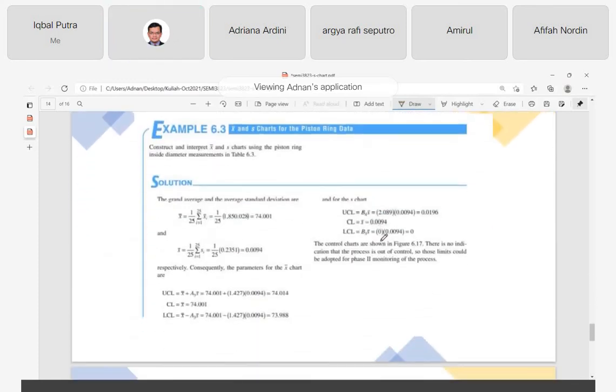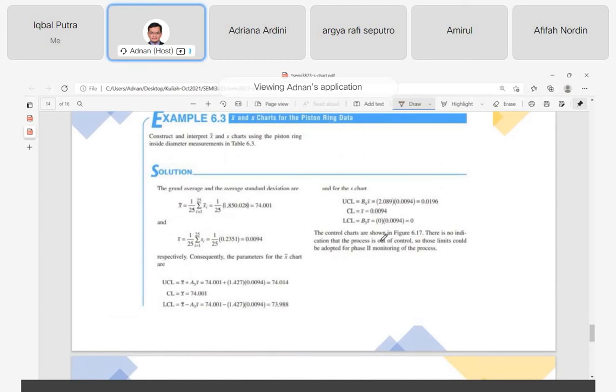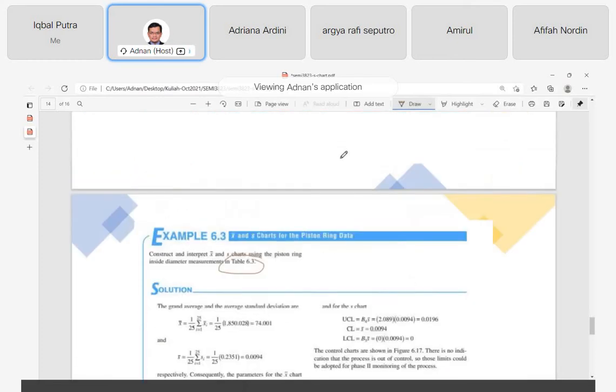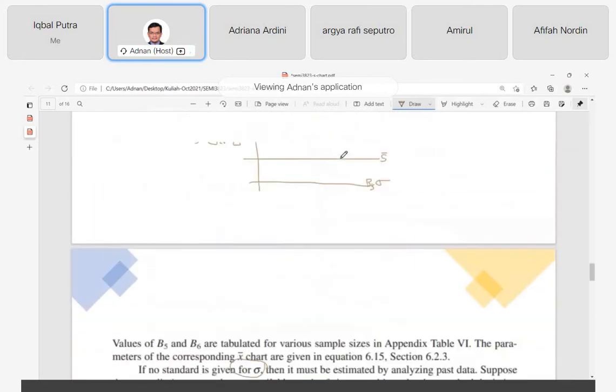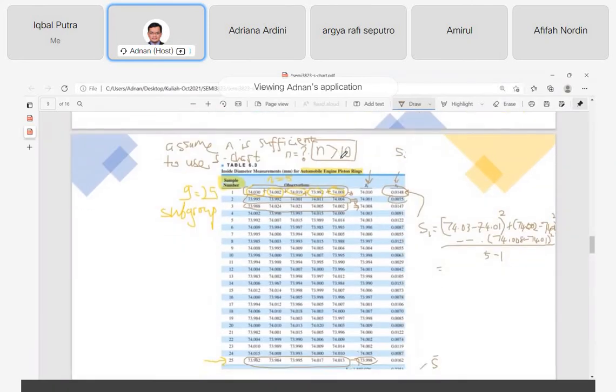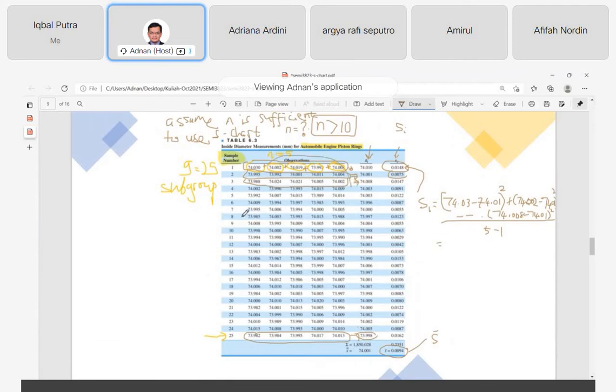Okay, let's see this example here. Construct an X bar and S chart using the piston ring inside diameter data of table 6.3. Table 6.3 is already given earlier. Yes, this data is given. After measuring 25 subgroups, in your books, this G is called M, same thing, subgroup. So this is N equal to 5, and the X bar is already taken here, average here, X double bar, S, individual S, and then finally S bar here.